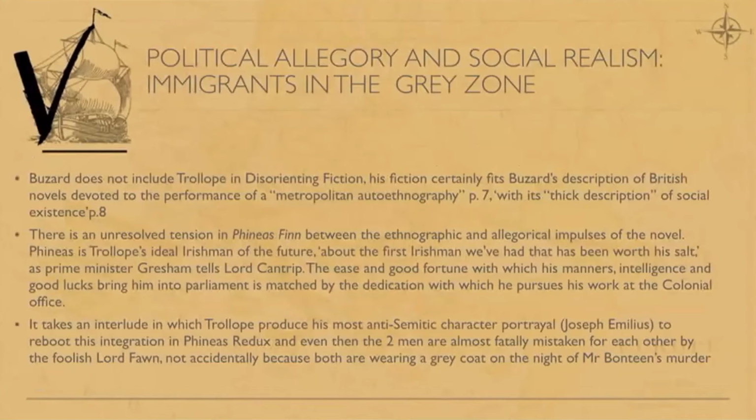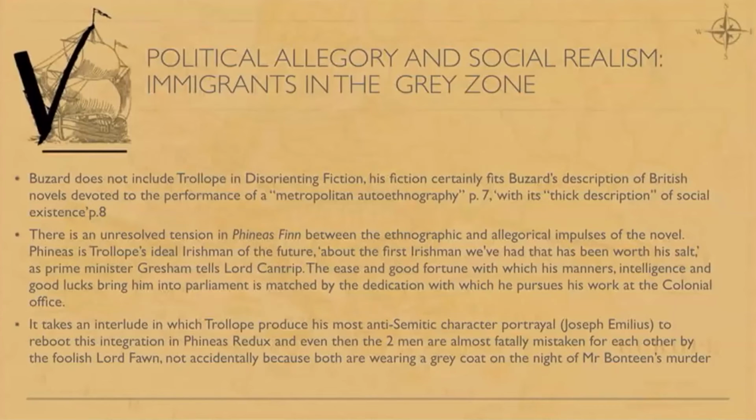Within the text, we can see a tendency towards political allegory, which is often in contradiction with the social realist framework within which Trollope is working. And immigrants seem to cause particular tension between the kind of didactic political purpose of Trollope in the novels and a commitment, and there is a commitment there, to social realism.